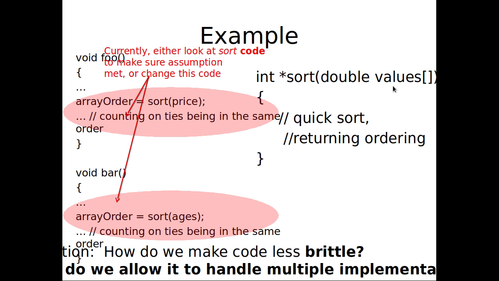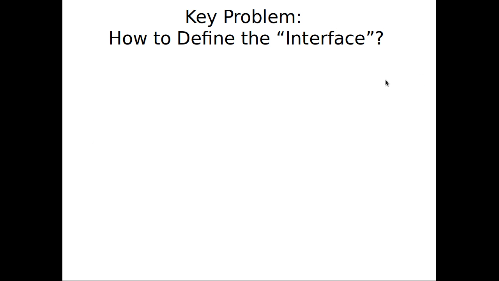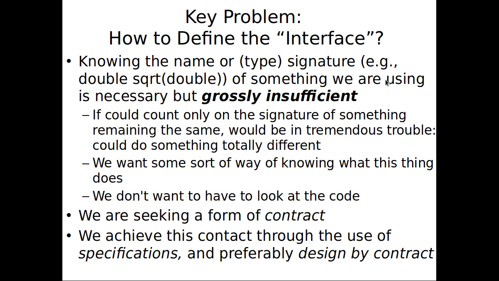How does it handle if this is zero length? How does it handle a null passed in? These are things I want to know. Does it allow that, right? Okay, so the question is, how do we define it so that that's clear? It's not sufficient to just give the signature. It says it takes an array of doubles and returns an int star. Sorry, that's not enough. I mean, that's grossly insufficient, right?